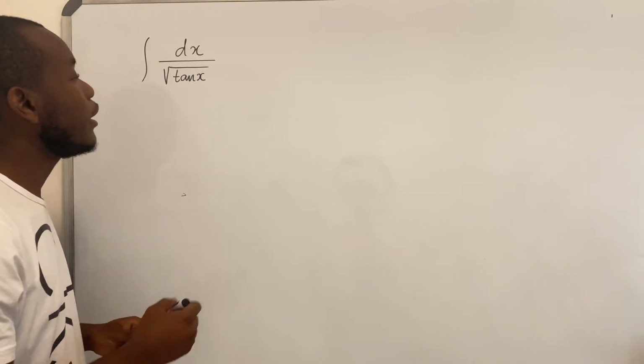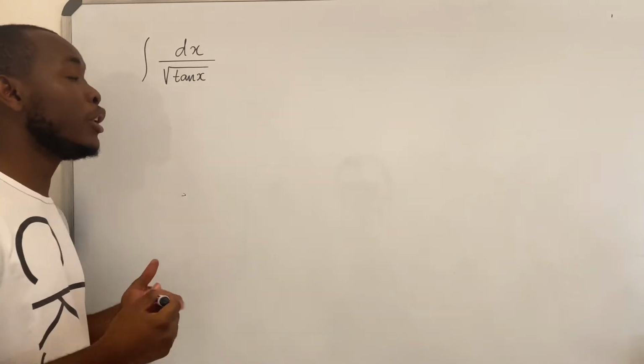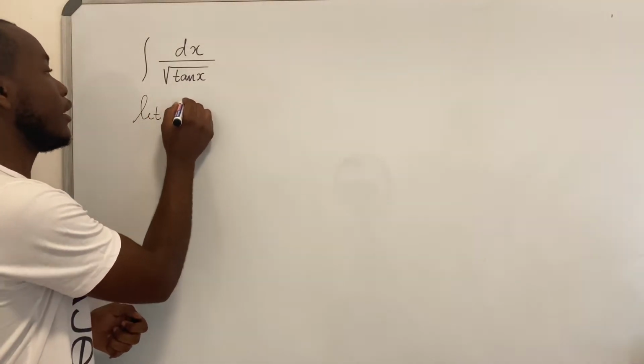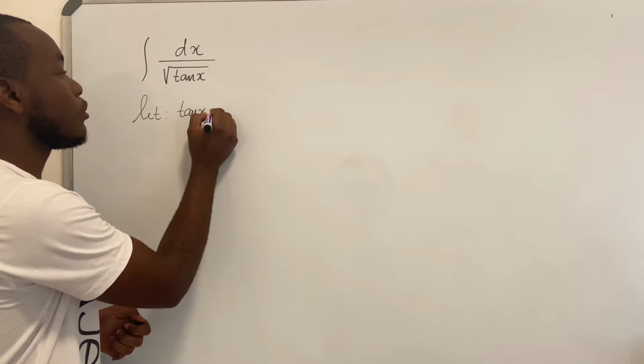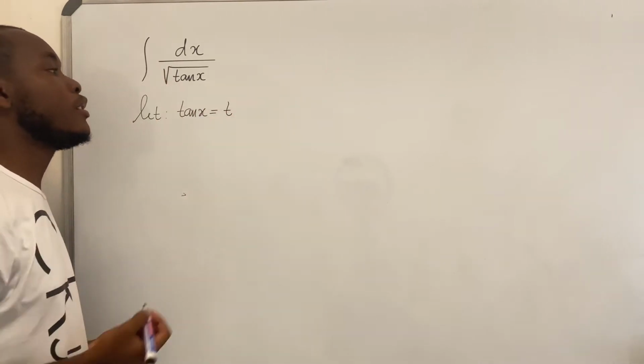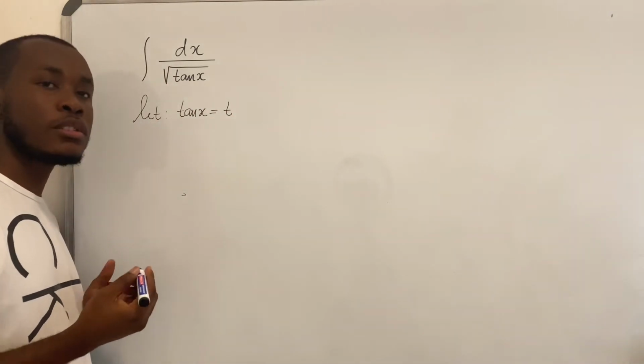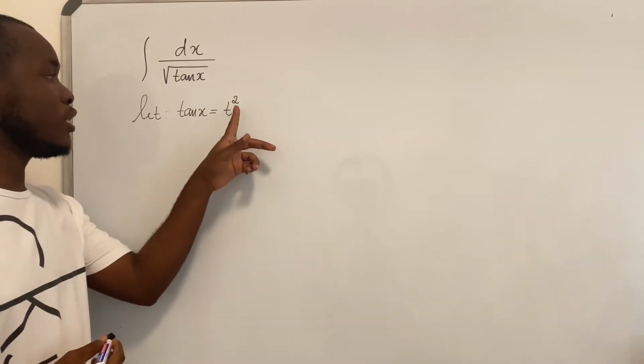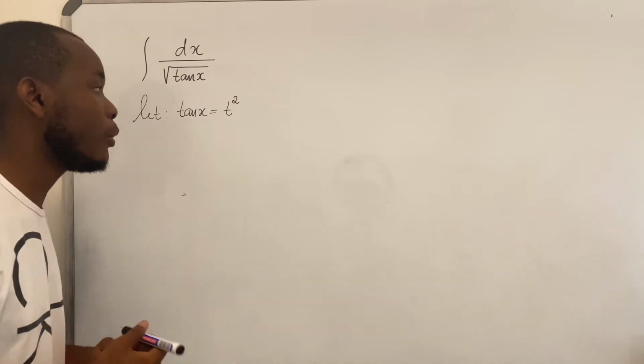In the substitution method, we will let the tan of x be equal to a new variable. So we can now let tan of x be equal to t. But since there is a square root, it's better to let it be t squared. Why t squared? Because the square and the square root will simplify with the index.